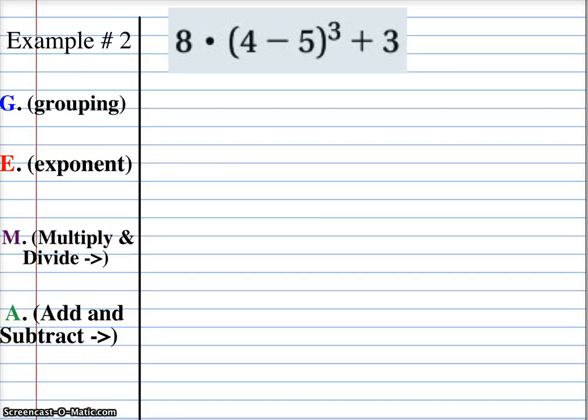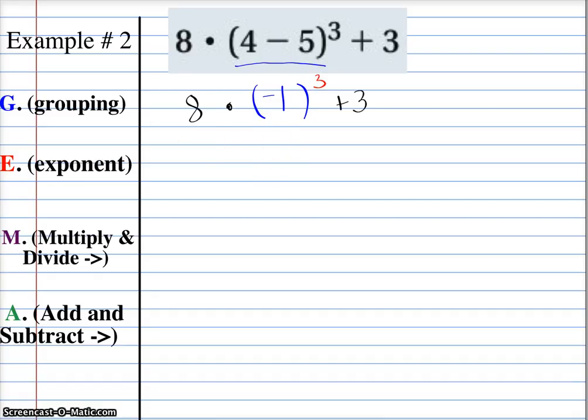So the first one, I do see a grouping. I see this group right here. I'm not going to do the exponents first. I'm going to do this group in here: 4 minus 5 should be -1. Now, that group has an exponent, which we'll do next. But let's bring down the rest of this equation first. There's 8, and there's +3.